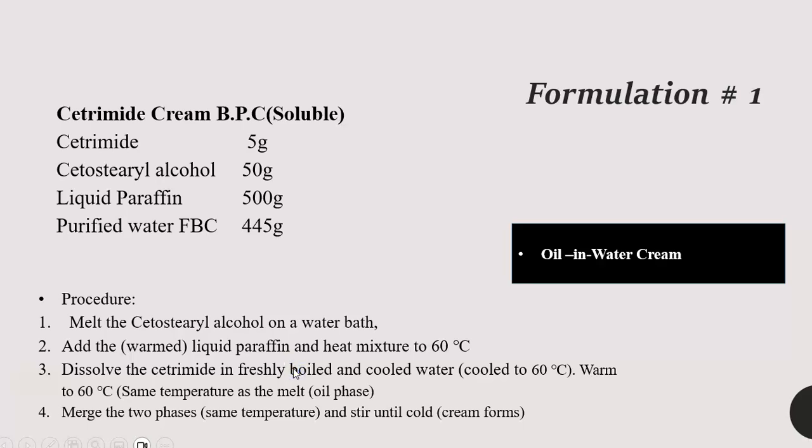Now, once you have done that, you've created your melt on the water bath. We have the liquid paraffin. They're all merged nicely at 60 degrees. The water phase is also merged nicely at 60 degrees and also contains the dissolved cetrimide. Now, this is the trick.